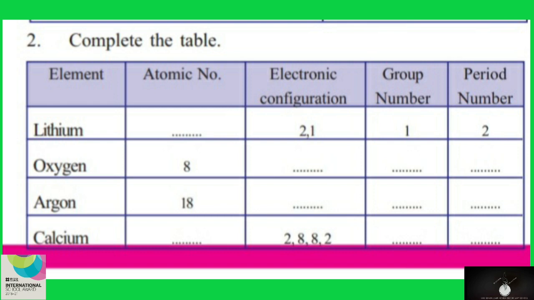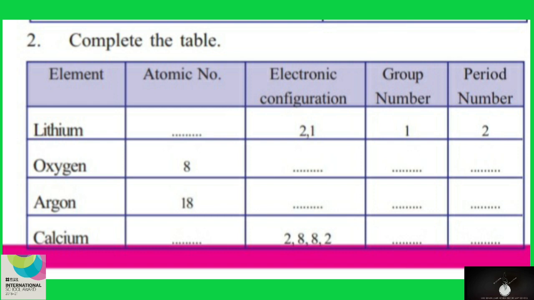Oxygen, atomic number 8. Configuration will be 2,6. You can note it down in the text itself. And the group number is 16. Why is it 16? Because you have to add 10 to it. 10 plus 6, 16. And what is the period number? 2, because it has only 2 shells.